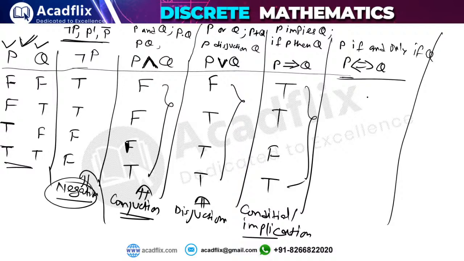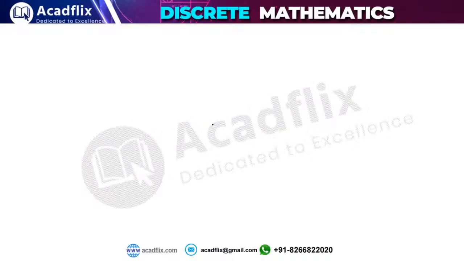It basically says that if both have the same truth value then it will be true. For example, if both are false then it will be true. If both are true then it will be true. But if P and Q have different truth values then it will be false. So this is the complete behavior of all these 5 operators, and these are the most frequently asked operators. We have some more operators. Let's quickly see the truth table of those operators also.